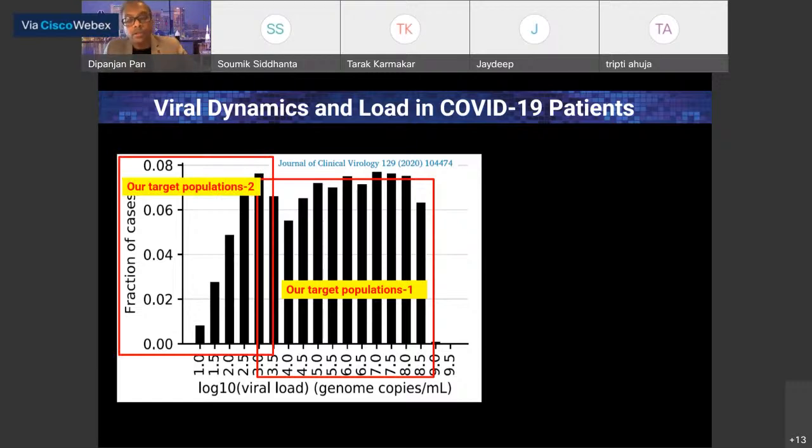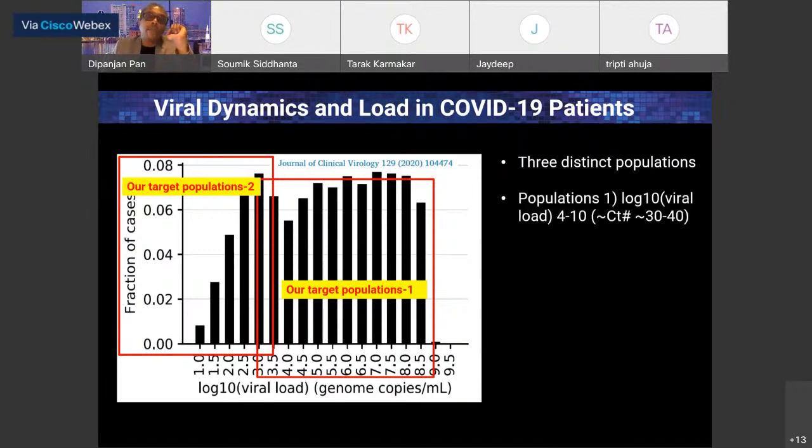The second target population is where the viral load is really, really low, somewhere around log 10 viral load, or the genome copies per mL would be 1 to 3. So these are the two direct populations that we were looking at. Now here it says three distinct populations. Why is that? Because one population completely remains asymptomatic. So we wanted to say that that is also another category.